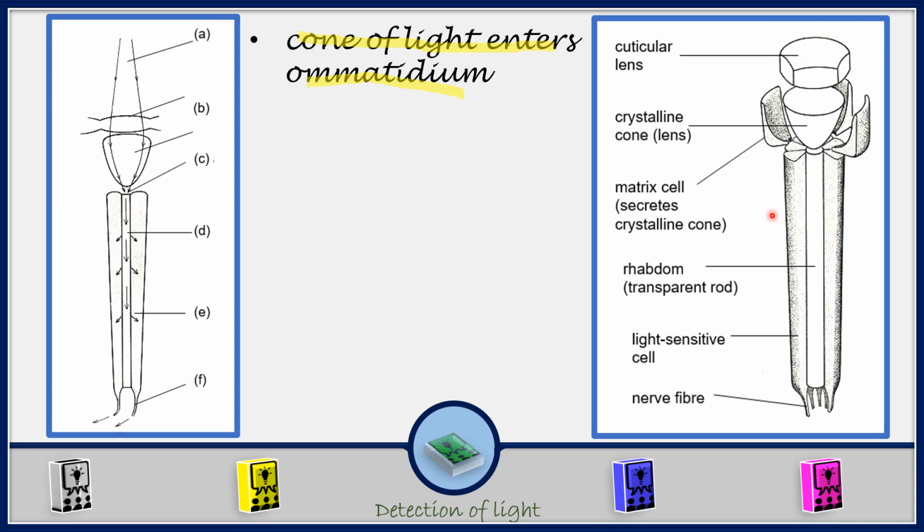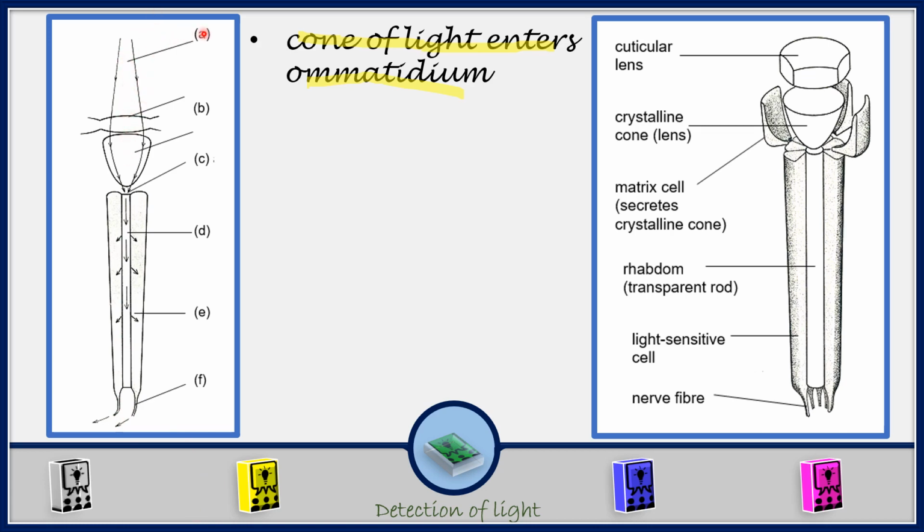We have said that this whole part here is the ommatidium, made up of the cuticular lens, crystalline cones, matrix cells, the rhabdome, the light sensitive cells and the fibers. So they are the same that we have here. This one up here is our lenticular cells, and then here we have the crystalline cones. From the crystalline cones, we connect to the rhabdome. From the rhabdome, we go to the light sensitive cells, and then we connect to the nerve fibers down here. So we want to see how light is going to pass through this whole process.